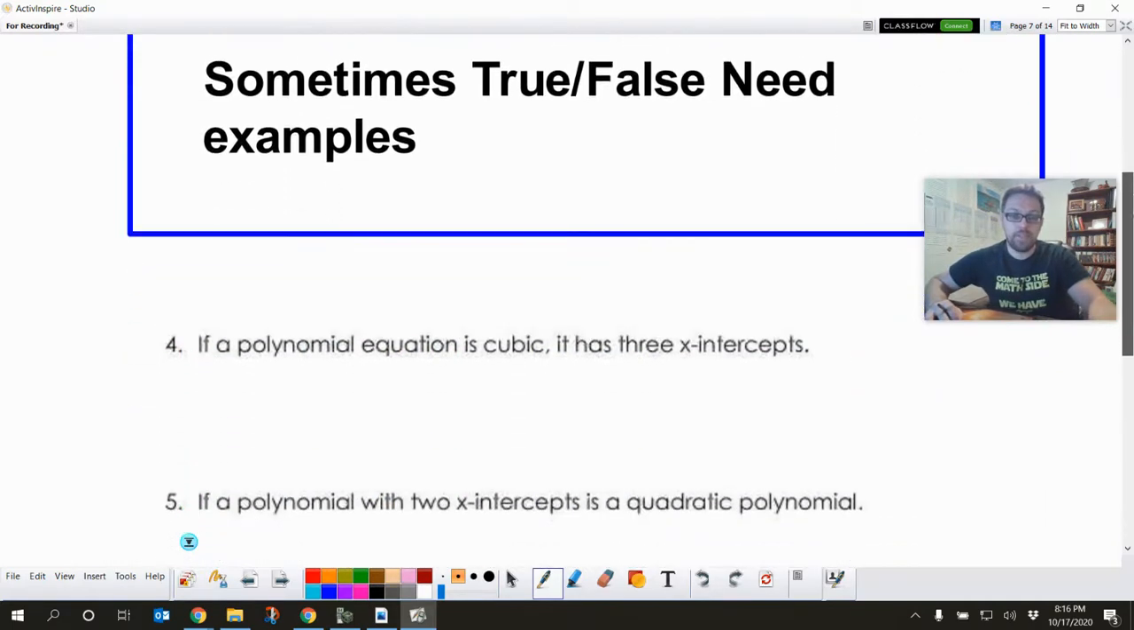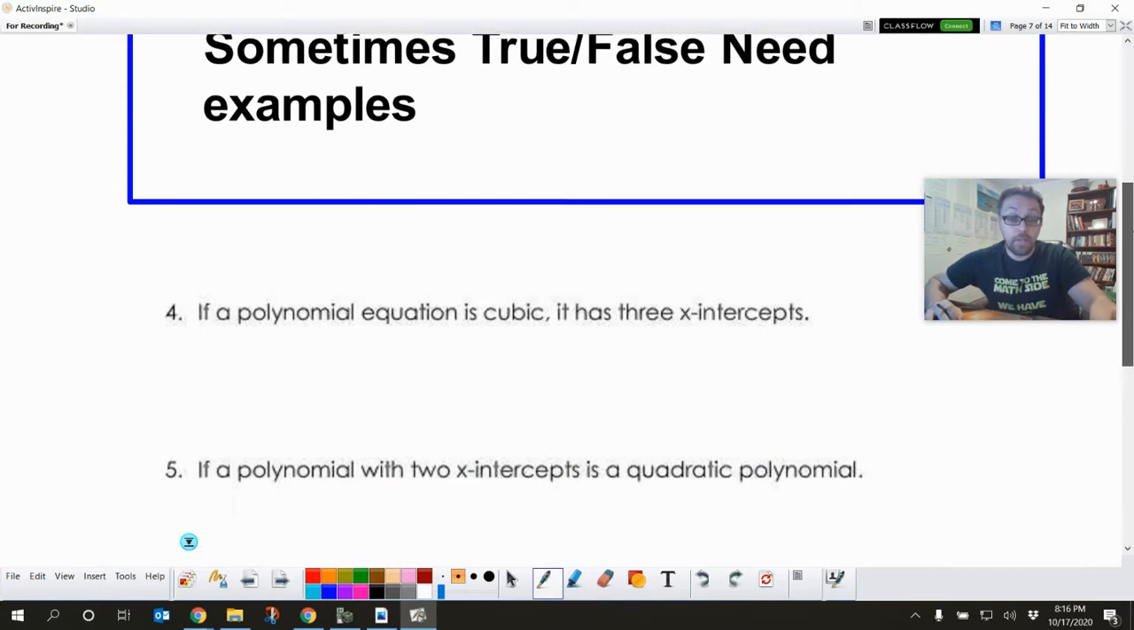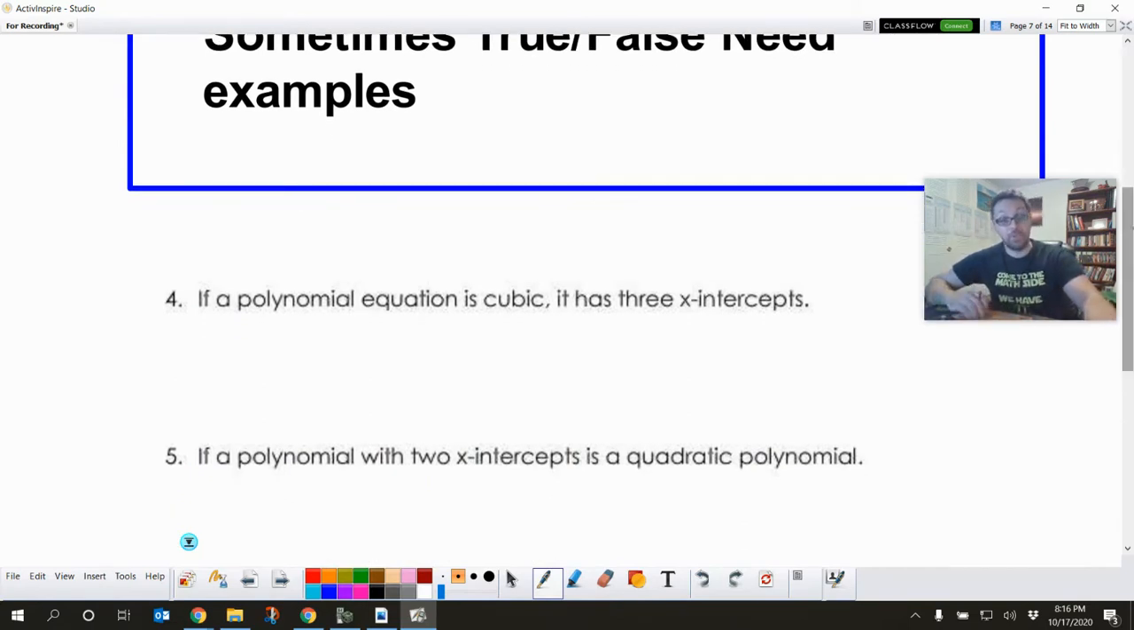So I'm going to ask you something like this. Polynomial equation is cubic. So we got a cubic. Doesn't have to have 3 x-intercepts. That could be sometimes true, sometimes false, or it could be always true or always false. Well, let's think about that. I could draw one that has 3 x-intercepts.